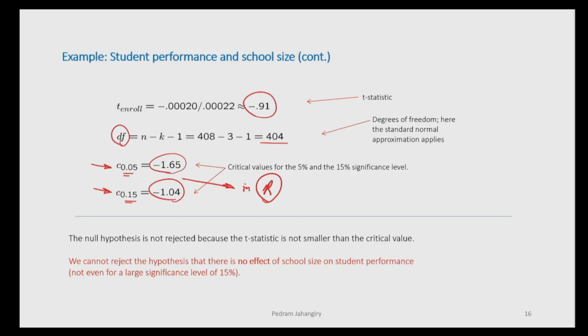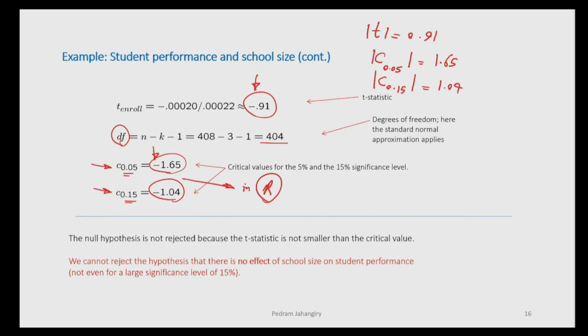Okay, now look at that. You are going to compare the absolute value of this number with these two numbers. So what is my t-stat? The absolute value is going to be 0.91. What is the absolute value of the critical value for 5%? It's 1.65. Critical value for 15%, it's 1.04.